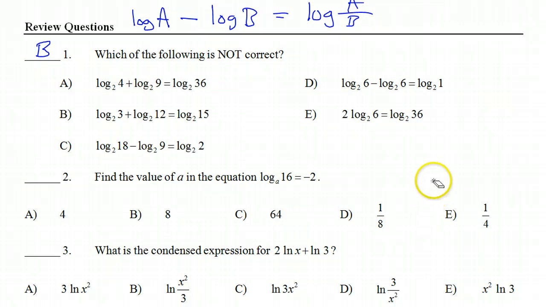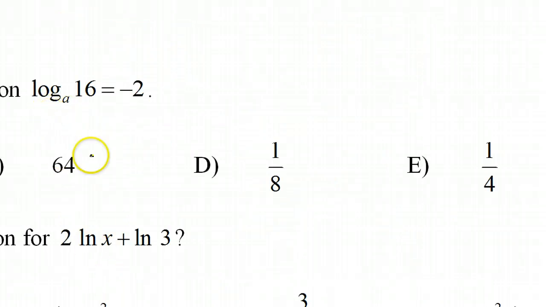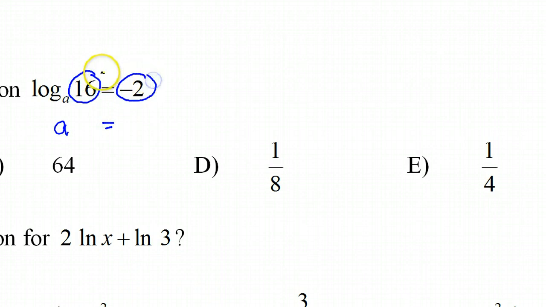Okay, looking at number 2. Find the value of A in this equation. Well, let's start by rewriting this in exponent form. So start with the base. The base is A, so I would definitely bring that straight down. Now these two things are going to trade sides on this equation. So the negative 2 is going to come over here as a power, and the 16 is going to come over here. So this is what we have so far.